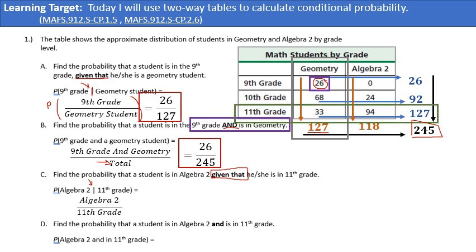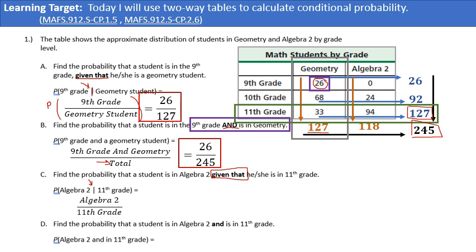All right, so I'm going to focus on, look at that green box, that bottom row of 11th grade, and my total there is 127. So 127 people are in 11th grade. That's just a coincidence that it happened to be the same number as in part A. That's not always going to happen.